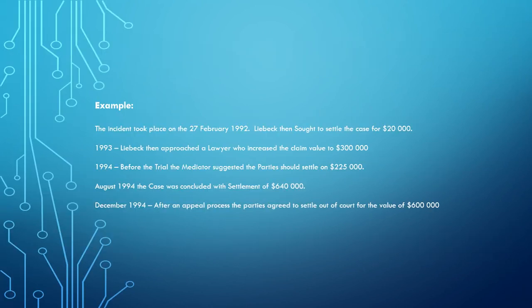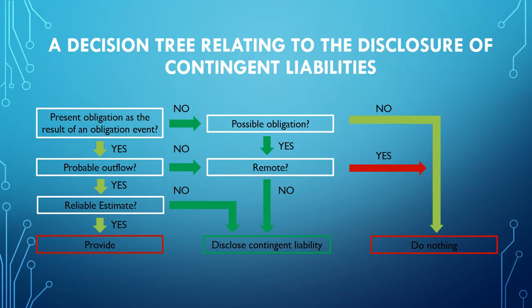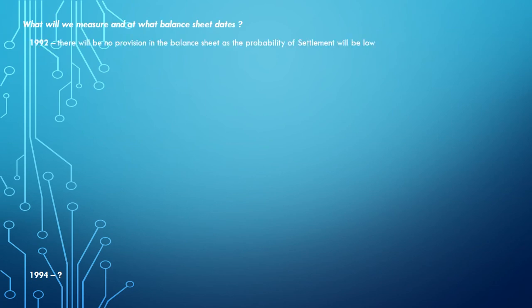So we can see there in 1994, all of a sudden now, there's a mediator involved, and we go to court and we settle in court for 640,000, and after an appeals process, they settle for 600. So we've gone through the decision tree, we've gone through some examples, and let's just quickly summarize this. In 1992, there'll be no provision in the balance sheet because the probability of settlement is low. Nobody believes that she has a case. Okay. In 1993, however, there will be a provision in the balance sheet for $300,000. And why 93 and not 92?